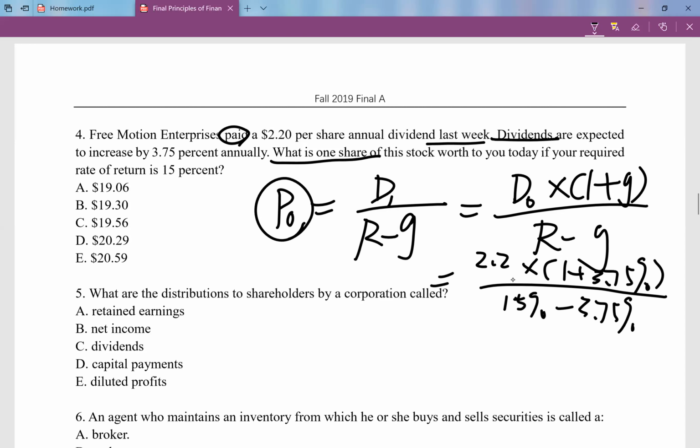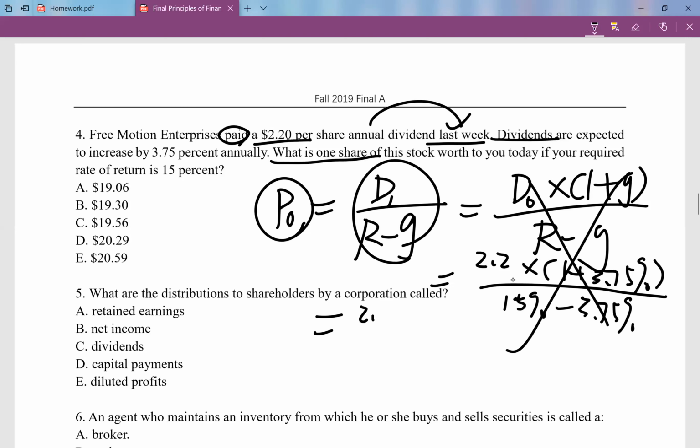Just be careful. If the question gives you the dividend just paid, then the next dividend will be paid next week. If this one is to be paid next week, then we will not use D0. We will use the formula directly: 2.2 over 15% minus 3.75%. So if you change the wording here, the calculations will be different.